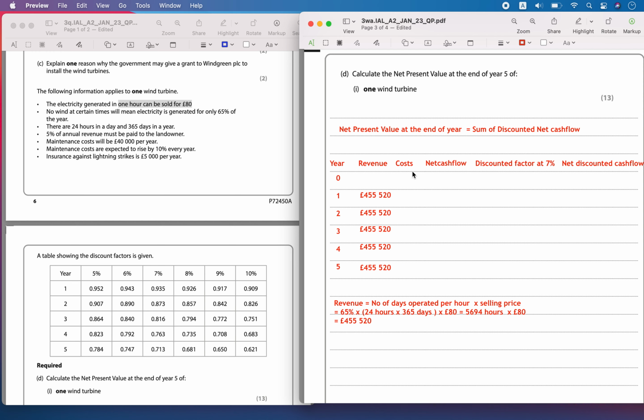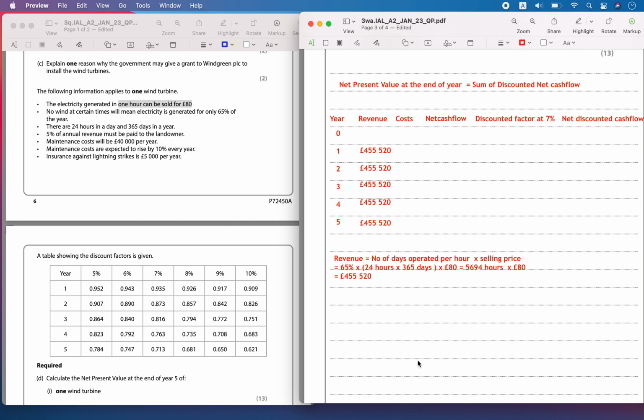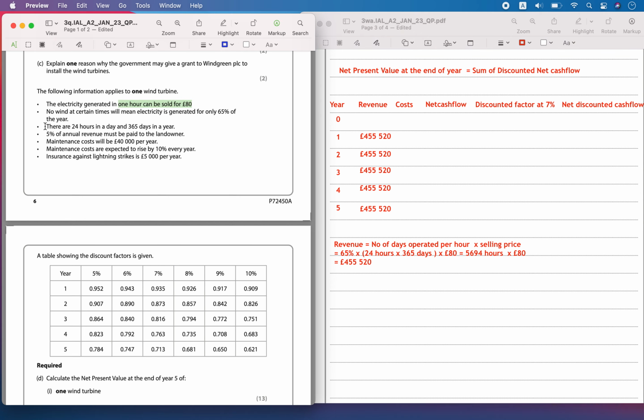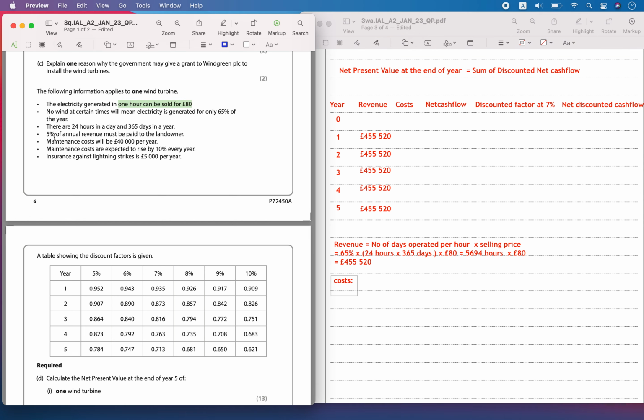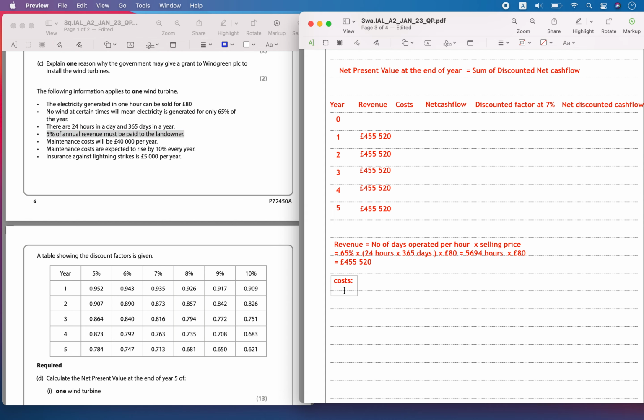Now we know this is the revenue. Now let's calculate the cost. They have indicated some costs, so let's calculate what is the cost of each. The first one is 5% of the annual revenue must be paid to the landowner. Probably it is called the rent. I have to pay the rent.